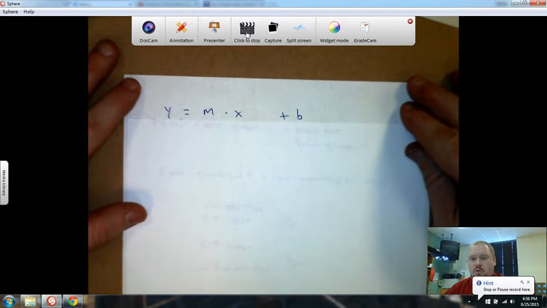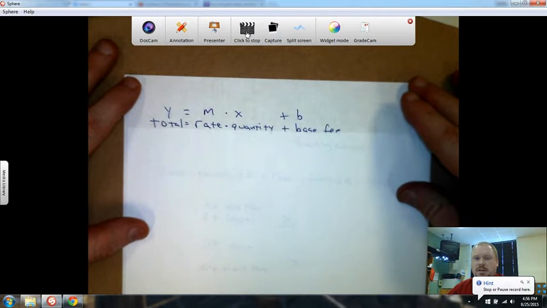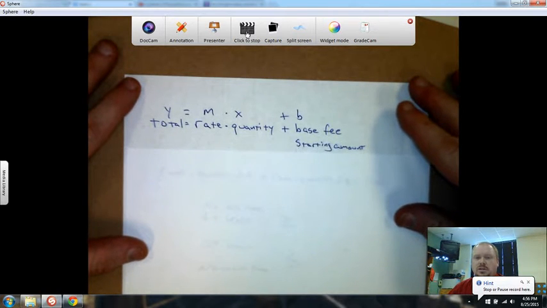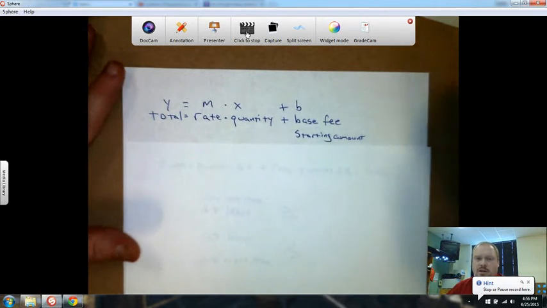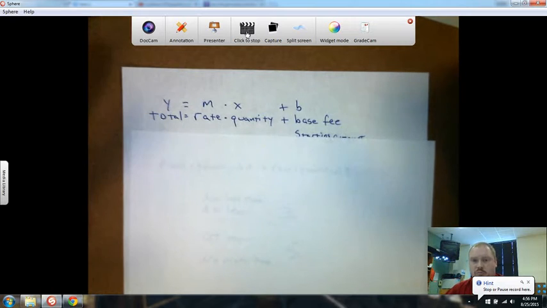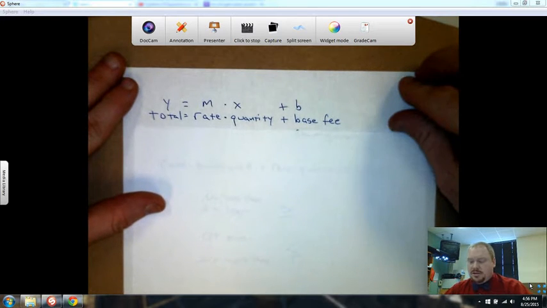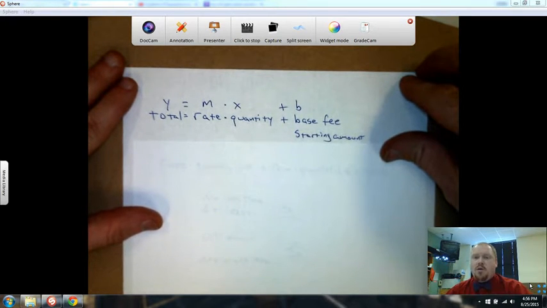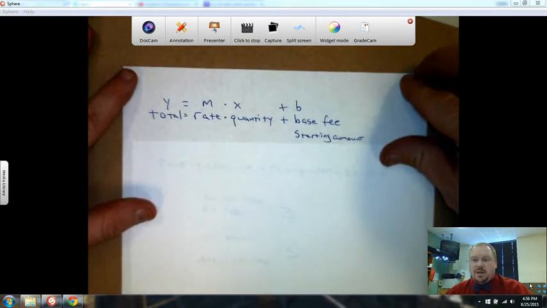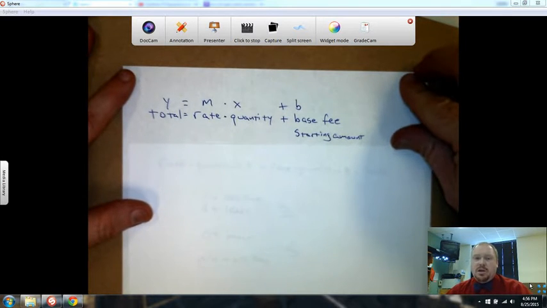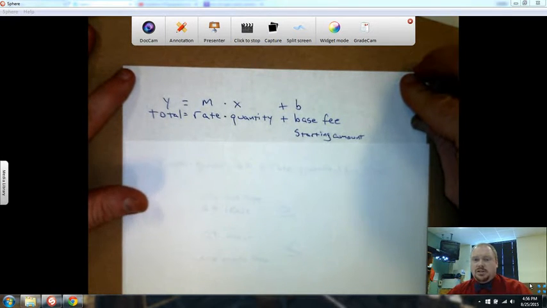In word problem terms, typically that means the total equals the rate, such as a price, times the quantity, which is usually what you want to find out, plus some base fee or basic charge. That could be the amount to just get into a taxi cab, or a flat shipping fee, or just a fee to turn something on, such as your cell phone.